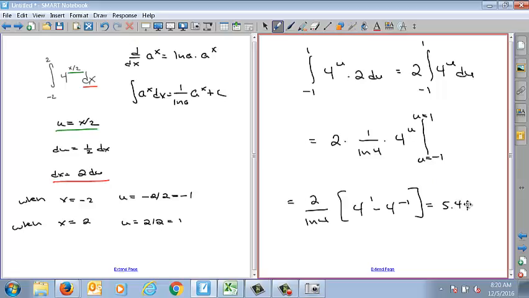Is that what you got? Caleb, did you get that? Kenzie? Yep. Okay. Why do you do 1 over ln 4? Because of the formula that we originally came up with: because the derivative of a to the x is the natural log of a times a to the x, the integral of a to the x, you have to divide by the natural log. So when you use the derivative to get the integral, you have to divide by the natural log.